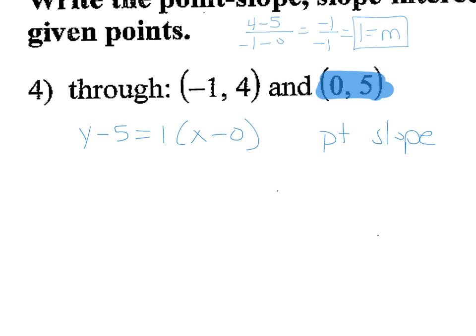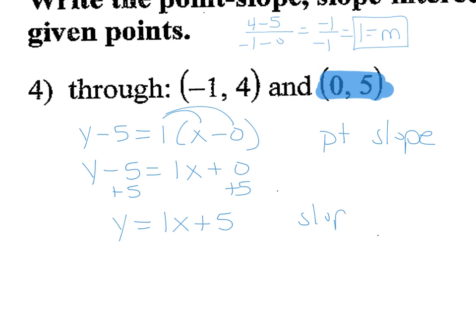All right, so now go ahead and distribute the 1 through. So y minus 5 equals 1x, or x, doesn't matter. 1 times 0 is 0. Add the 5 over. So y equals 1x plus 5. So there's slope intercept. Okay?